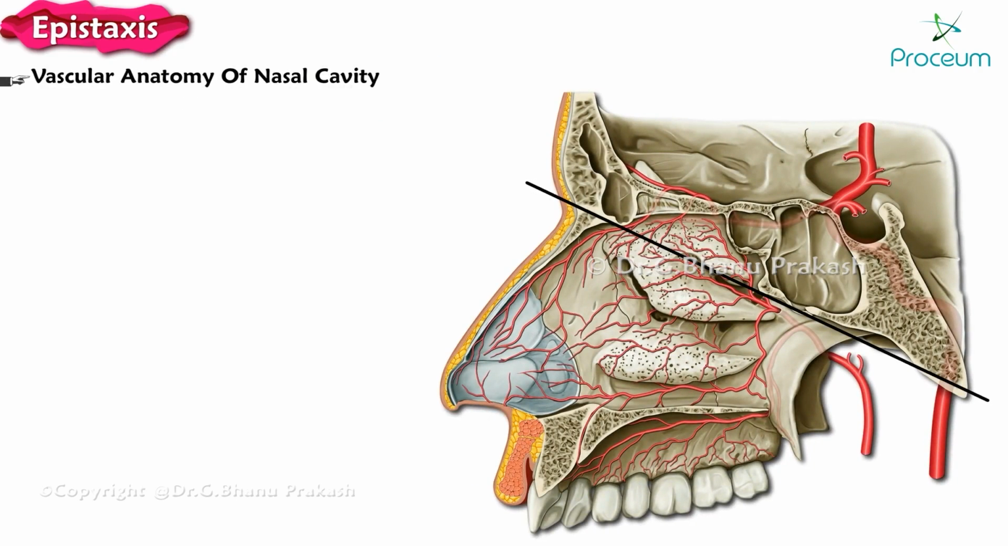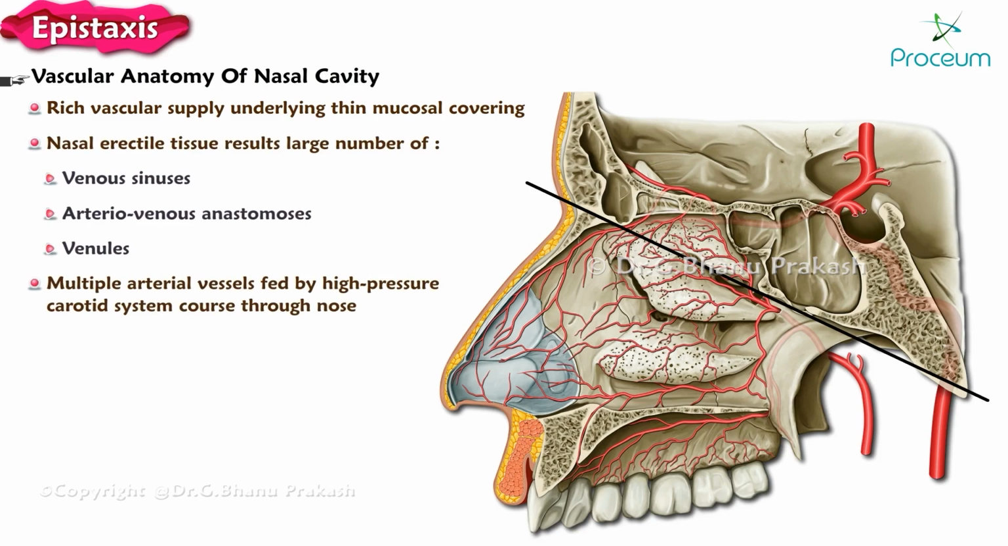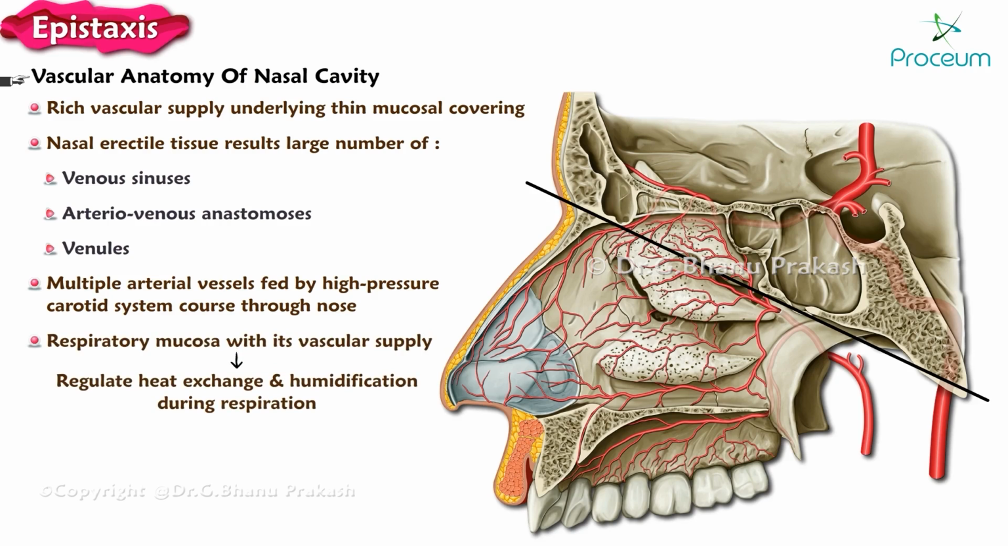Vascular anatomy of the nasal cavity. A rich vascular supply underlies this thin mucosal covering. Nasal erectile tissue results in a large number of venous sinuses, arteriovenous anastomoses, and venules. Multiple arterial vessels fed by the high-pressure carotid system course through the nose. The respiratory mucosa, with its underlying vascular supply, serves to regulate heat exchange and humidification during respiration.